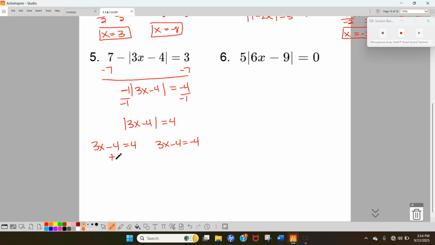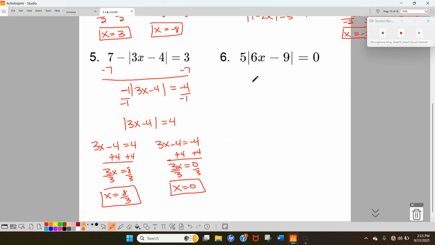All right, so if we add 4 and divide by 3, we get 8/3. Here, if we add 4 and divide by 3, we get 0.